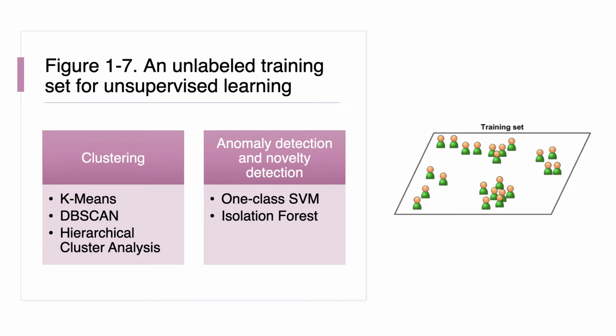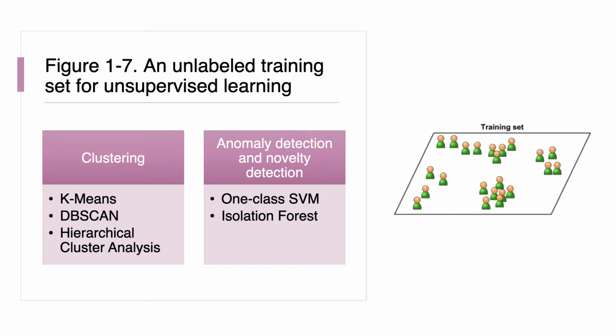Anomaly detection and novelty detection: one-class SVM, isolation forest. Visualization and dimensionality reduction: principal component analysis (PCA), kernel PCA, locally linear embedding (LLE), t-distributed stochastic neighbor embedding (t-SNE). Association rule learning: Apriori, Eclat.